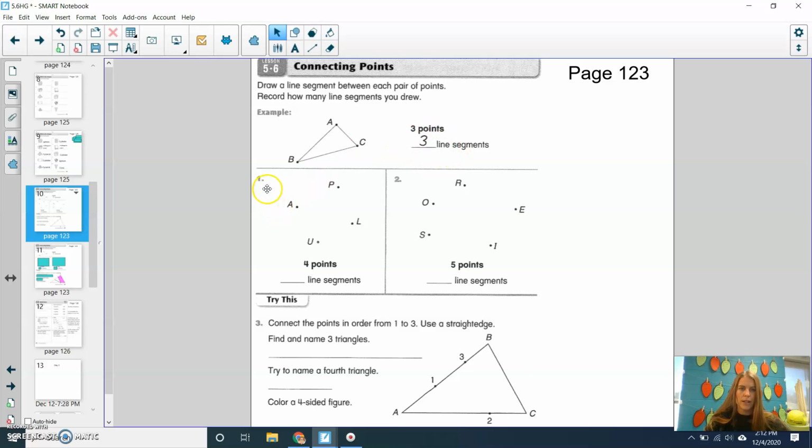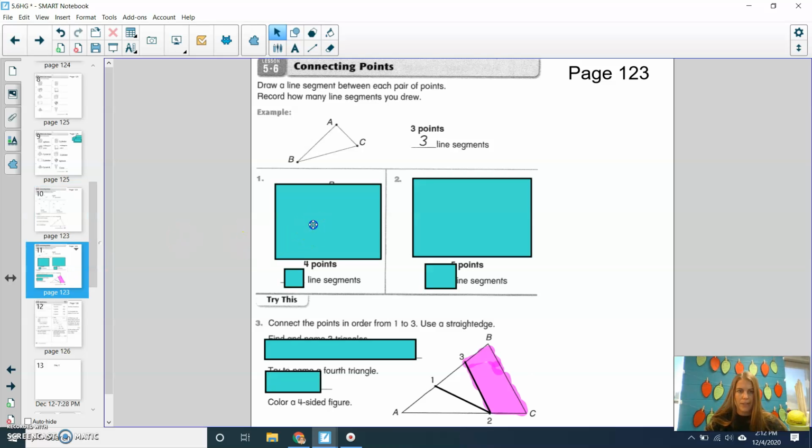So for question 1, I want you to draw a line segment connecting each of these to each of the letters. So you'll connect A to P, but then you'll also connect A to L, A to U. Then you'll do the same thing. You'll connect P to U, P to L. If P is already connected to A, you don't need to do it another time. And then you'll tell me how many line segments you drew. So why don't you try problems number 1 and 2, press pause, and then press play when you're ready to check problems 1 and 2.